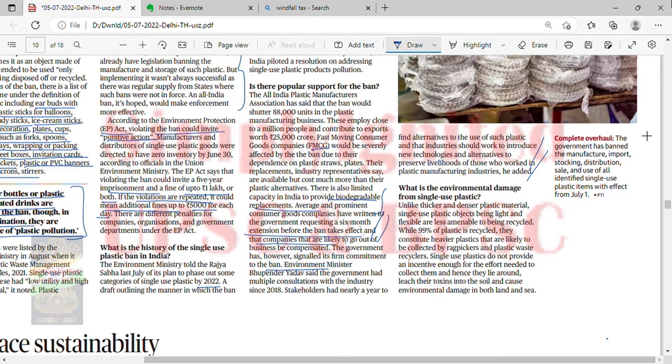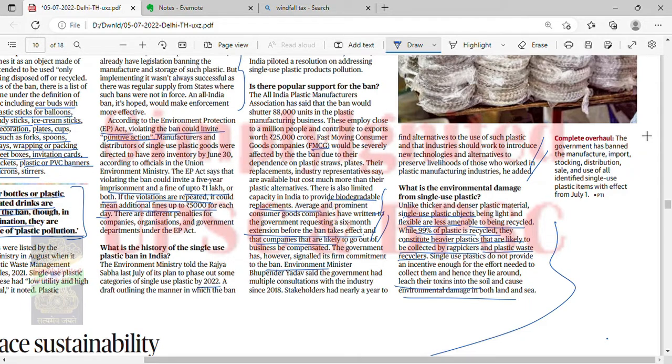What is the environmental damage from single-use plastic? Unlike thicker and denser plastic material, single-use plastic objects, being light and flexible, are less amenable to being recycled. While 99% of the plastic is recycled, that constitutes heavier plastic that is likely to be collected by rag pickers and plastic waste recyclers. Single-use plastic does not provide enough incentive for the effort needed to collect it. Hence, it lies around, leaches its toxins into soil and causes environmental damage. So you understand this. This is a rather easier concept.